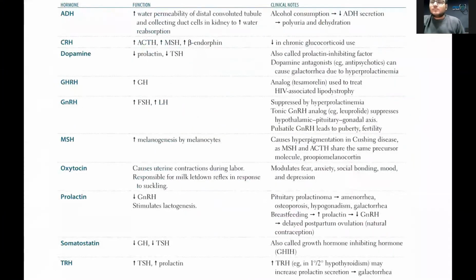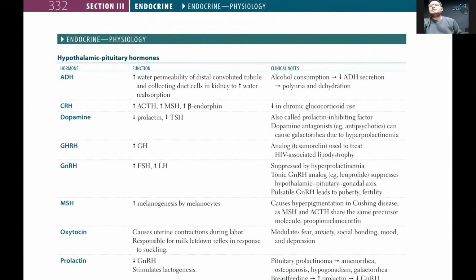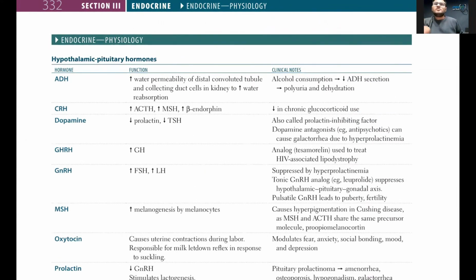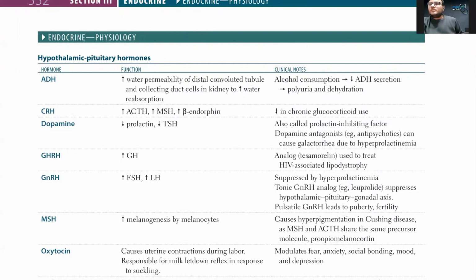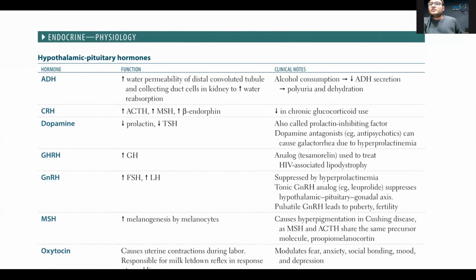So next we will study different types of the hypothalamic pituitary hormones. First of all, ADH, antidiuretic hormone. ADH and oxytocin are produced from the hypothalamus, stored in the posterior pituitary. Okay. So what is the action of ADH, antidiuretic hormone?